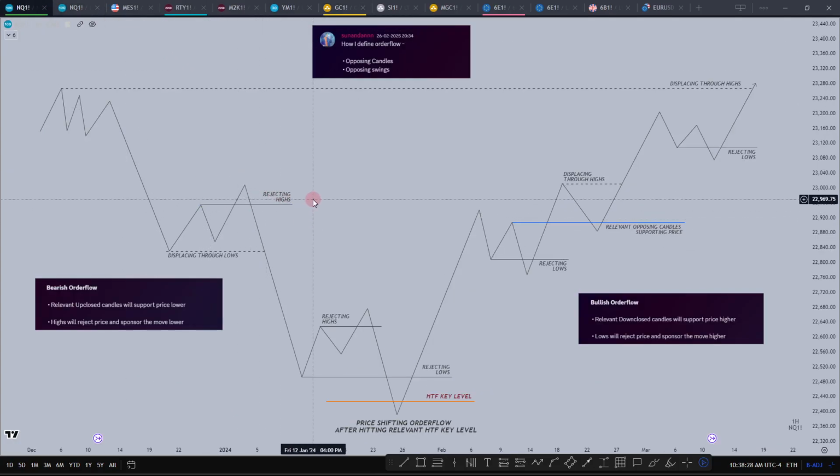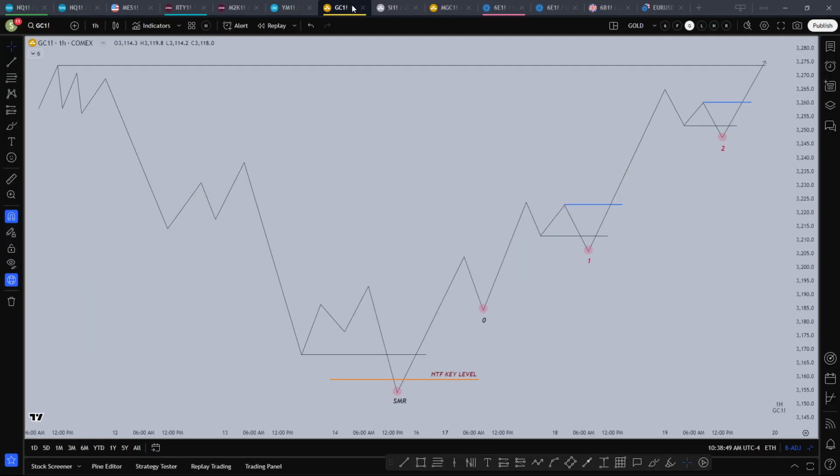This is also clear. Order flow thing, price rejecting highs, relevant up close candles, supporting price lower, price displacing through lows. This is bearish order flow. Price rejecting lows, displacing through highs, relevant down close candles, supporting price higher. This is bullish order flow. Now on to the next.